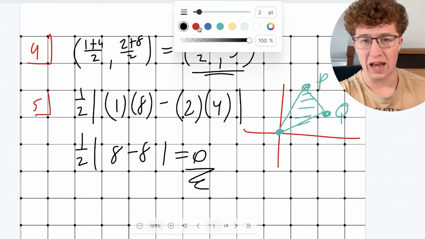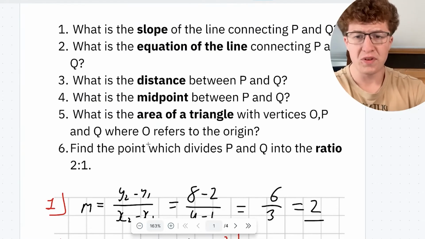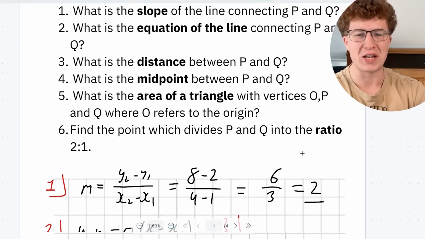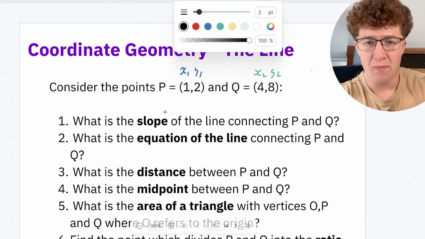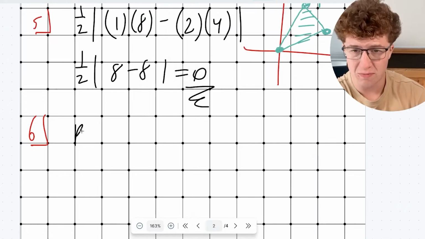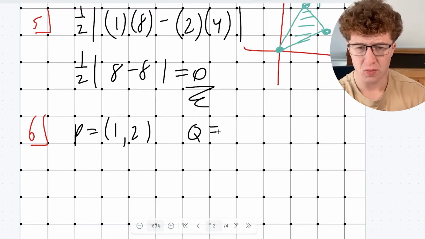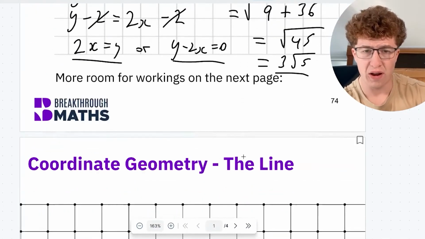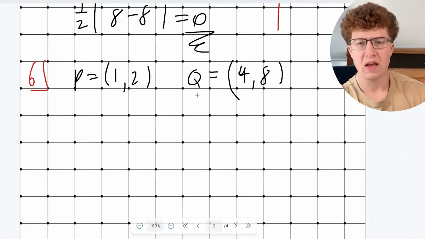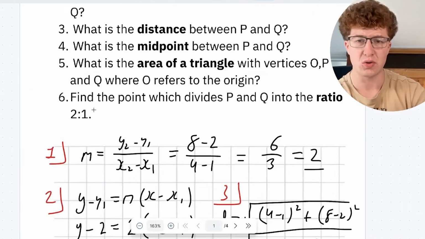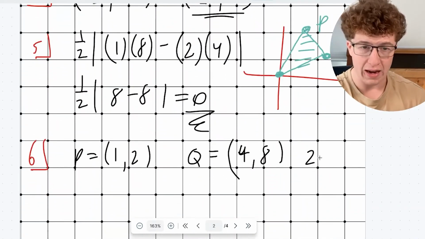Then we're going to have the final part of this, question 6, which is to find the point which divides P and Q into the ratio 2:1. Now this one's a tricky one. I'm going to rewrite. Okay, P is 1, 2. P equals 1, 2, and then what was Q? Q was 4, 8. And we have the ratio is 2:1. So our A value is going to be 2, and our B value is going to be 1.